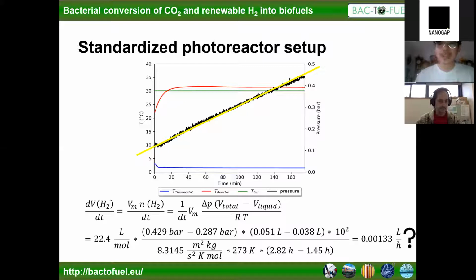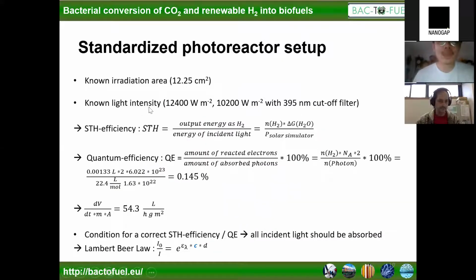So for this, it's very important that we have a known irradiation area. In our case, it's 12.25 square centimeters. You also have to know the light intensity of the irradiation source you have. We used a 300-watt xenon lamp, and with a 395 nanometer cutoff filter, which absorbs photons with energy higher than 3.14 electron volt.